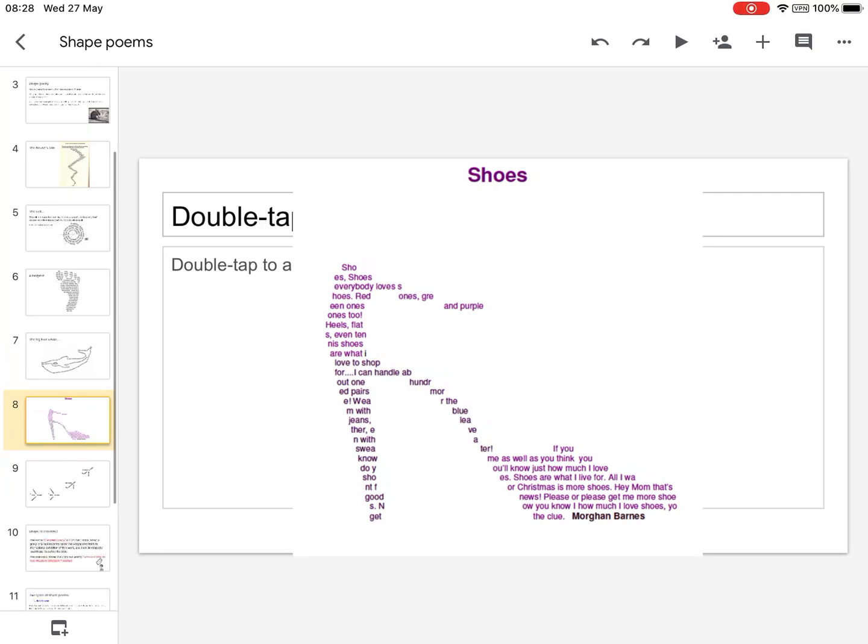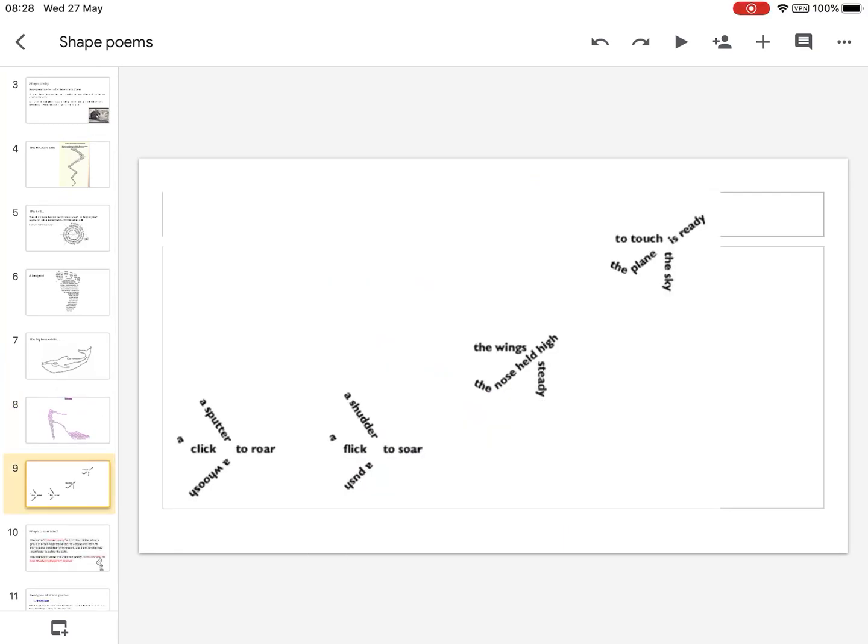One of my favourites actually is this next one, which describes a plane taking off. And what I quite like about it is that you can read the words of each little plane shape in different ways. So you could say a click, a sputter, a whoosh to roar, a flick, a shudder, a push to soar. The wings steady, the nose held high. The plane is ready to touch the sky. I think that's quite simple and remarkable, actually. I think it's lovely.